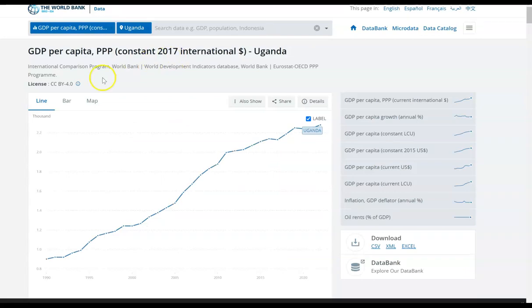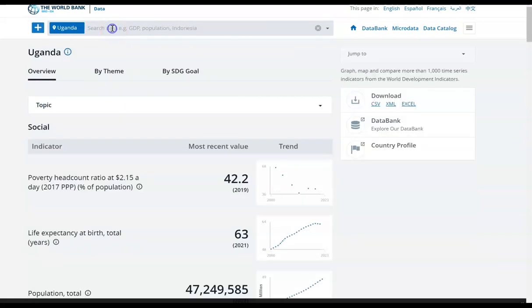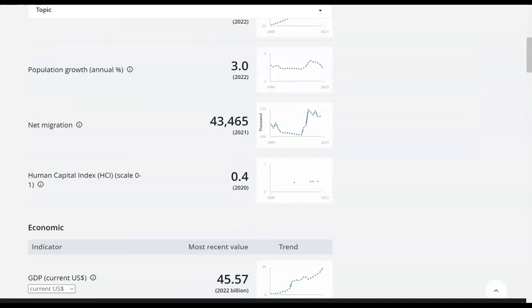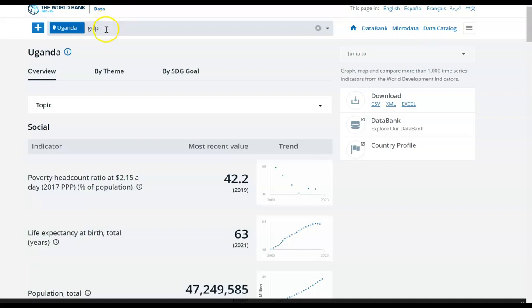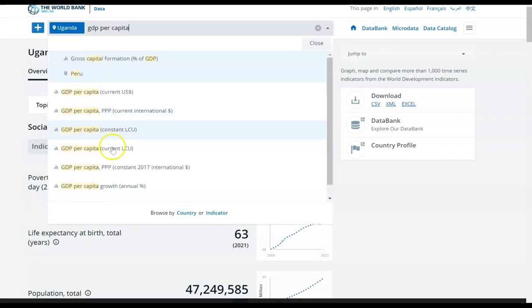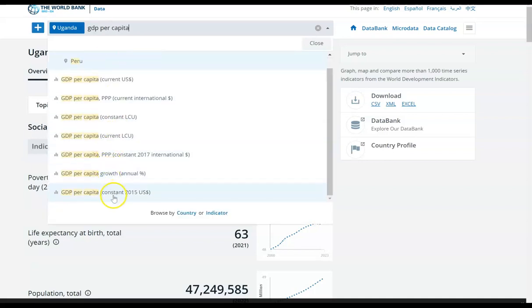Okay, so going back to the site, and then I can do the same thing. So that was for PPP. That is the one that is adjusted for different purchasing power in different countries, and it's also comparable over time because we're using the constant dollars. And then I can do GDP per capita. I'll just show you. I'm not going to do all of these.